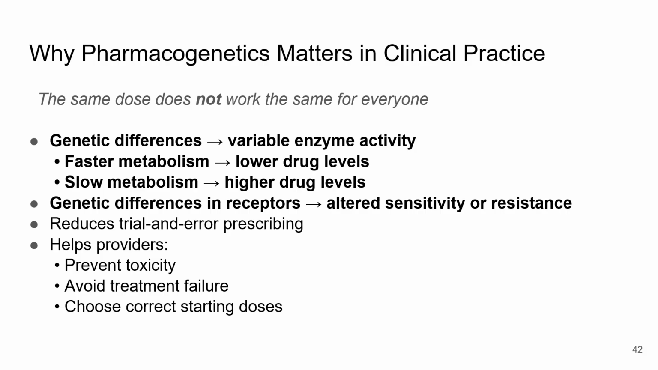Clinically, understanding pharmacogenetics can help us reduce trial and error prescribing, especially once you get to know your patient's typical response. So instead of guessing, sometimes we can better predict how the patient will respond. Ultimately, pharmacogenetics, especially as it gets better and more used on a daily basis, will help us prevent toxicity, avoid treatment failure, and choose more appropriate starting doses. Patient genetics are one reason individualized therapy matters. This explains again why the standard dose is not truly standard for every patient.